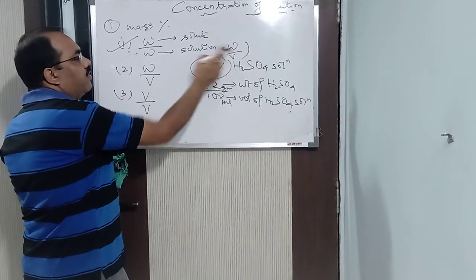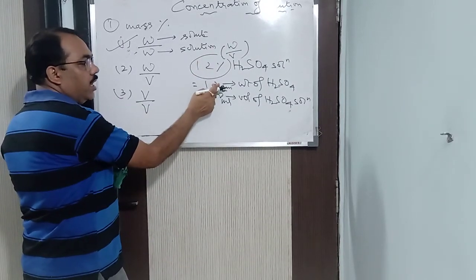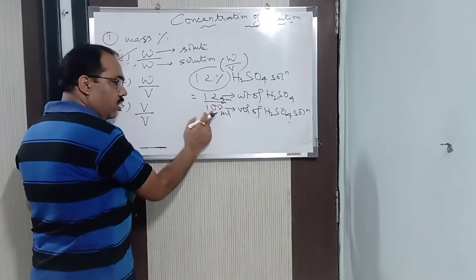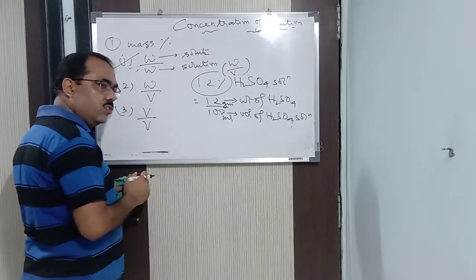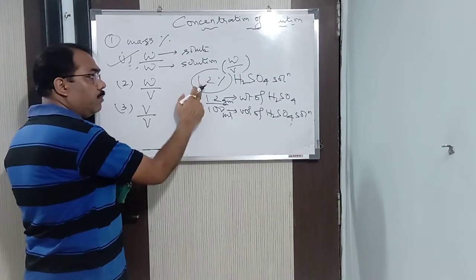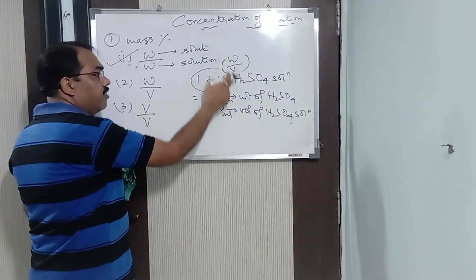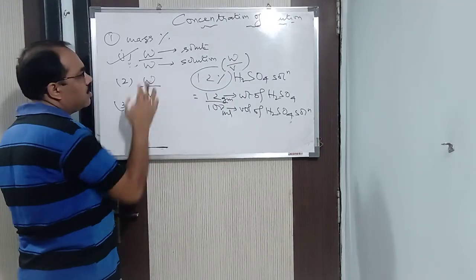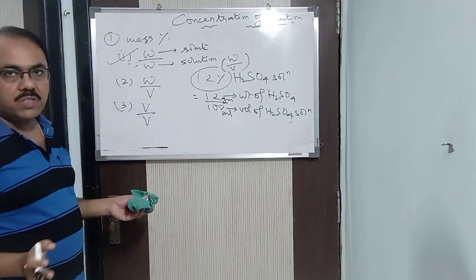Suppose here it is V by V. Then what will I do? 1.2 ml is the volume of H2SO4 and 100 ml is the volume of H2SO4 solution. If instead of W by V, it is V by V, 1.2 percentage V by V H2SO4 solution. Got it now? In this way, you are going to find out the mass percentage.